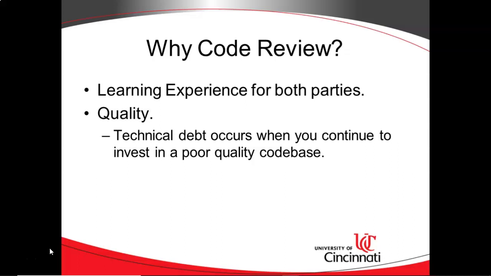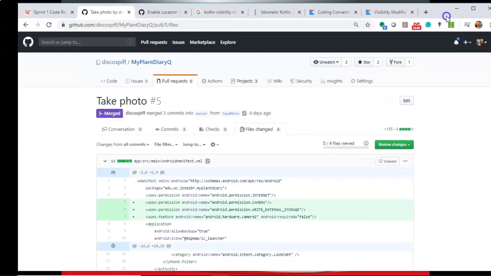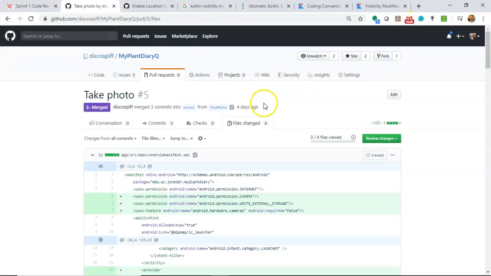So this naturally improves our quality because we're having a second set of eyes to look at technical debt and consider how we can reduce that technical debt. Now, when do we review? We often will review when we finish a pull request in GitHub. And I'll tell you that's a little different from how we're going to do it in this class, but I want to show you what it looks like nonetheless.